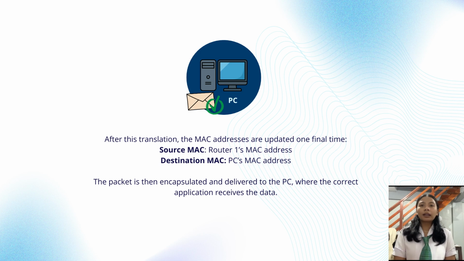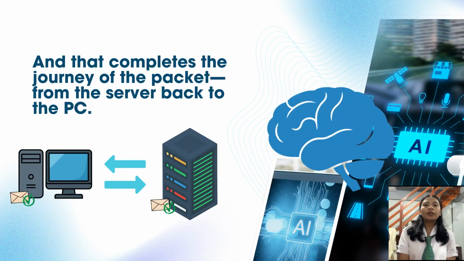After this translation, the MAC addresses are updated one final time. The source MAC becomes router 1's MAC address and the destination MAC becomes the PC's MAC address. The packet is then encapsulated and delivered to the PC, where the correct application receives the data. And that completes the journey of the packet from the server back to the PC.